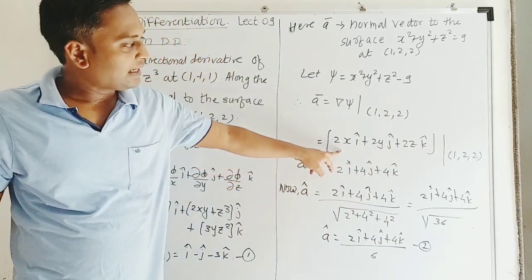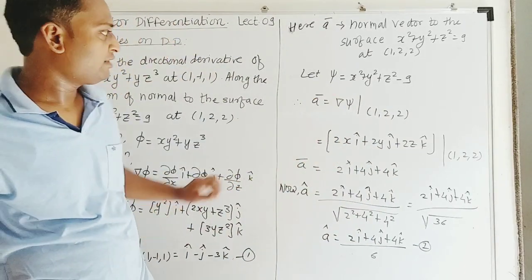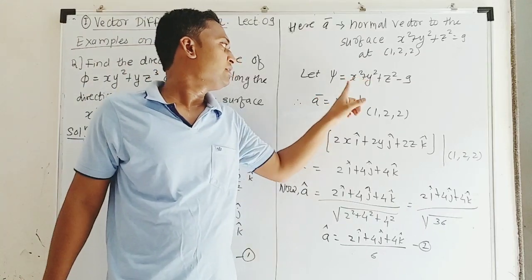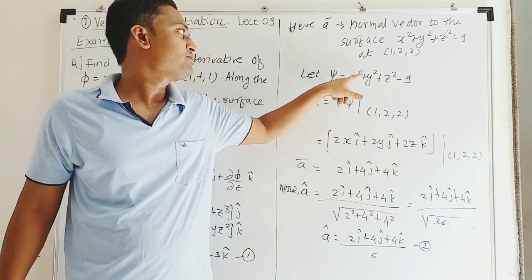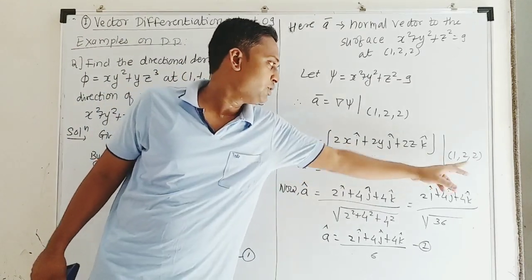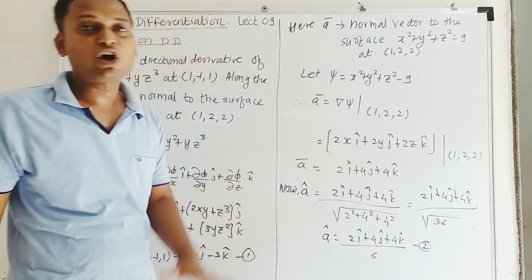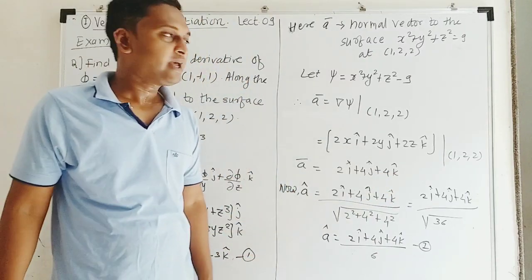So the calculations are very easy. Again, we are going to apply the definition of gradient. After applying the definition of gradient, the partial derivative with respect to x will be 2x, with respect to y 2y, with respect to z 2z. At (1, 2, 2), if you calculate, you will get 2i plus 4j plus 4k. This is the normal vector to that surface psi at (1, 2, 2).